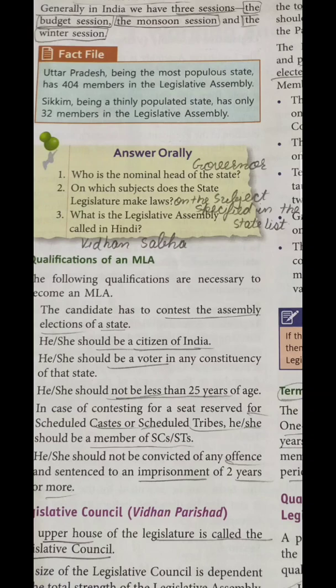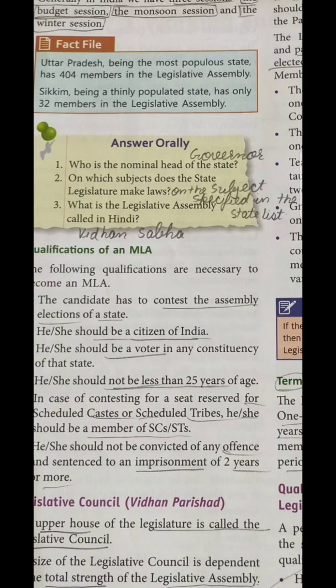Moving further, the second question is, on which subject does the state legislature make laws? The state legislature definitely makes laws on the subjects specified in the state list. And the third one is, what is the legislative assembly called in Hindi? The state legislative assembly is called the Vidhan Sabha in Hindi.